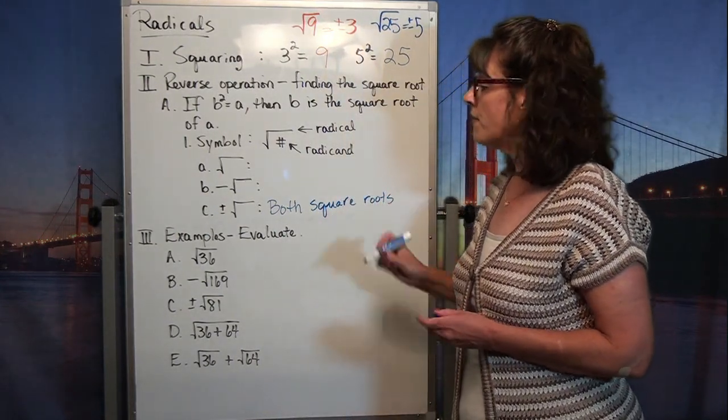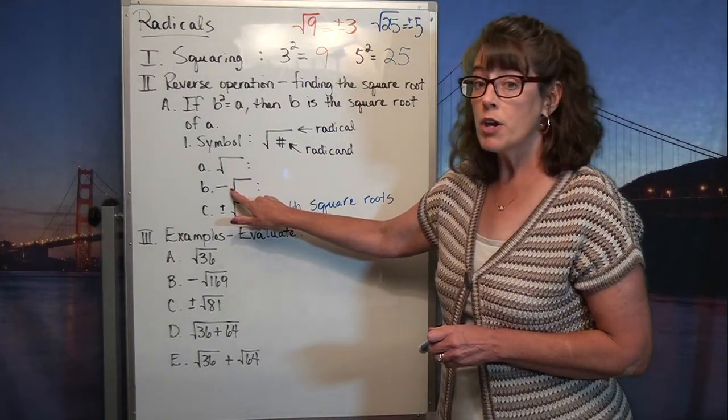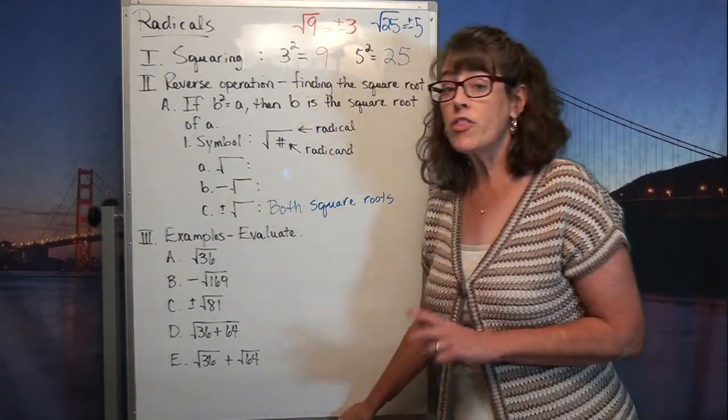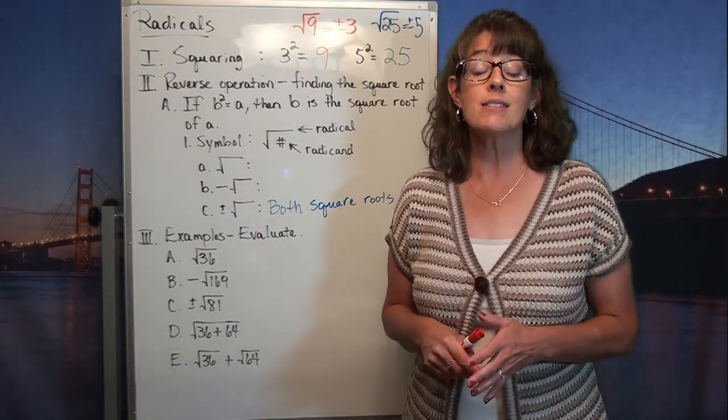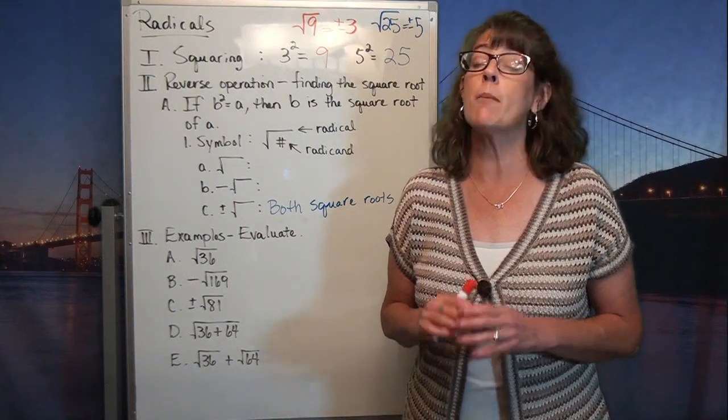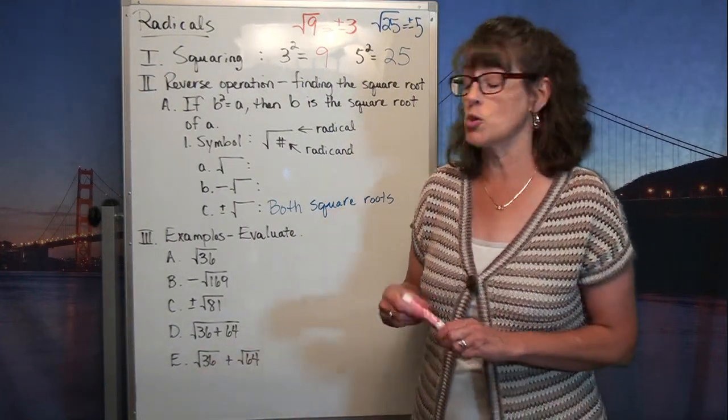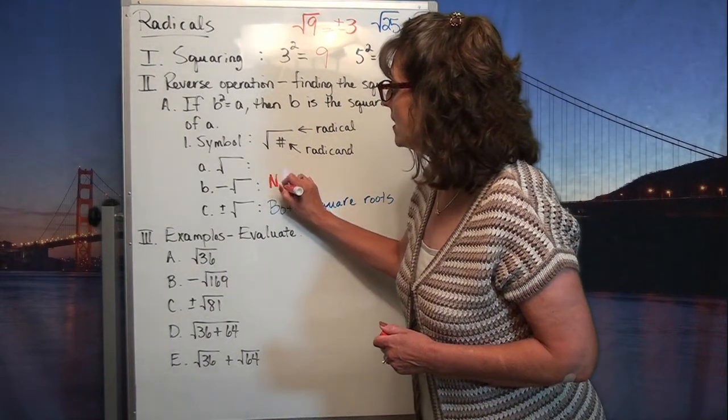However, if I'm looking at this symbol, notice the negative out front. What this symbol means is I recognize that there are 2 square roots. However, I'm only worried about the negative of the 2 square roots. So this would indicate the negative square root.